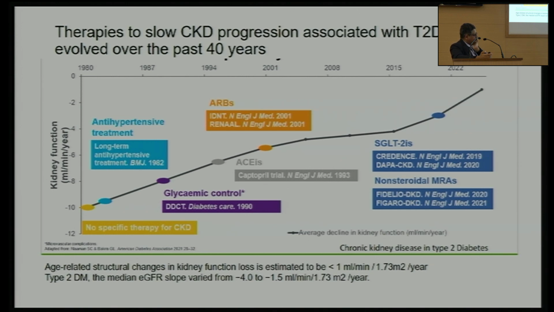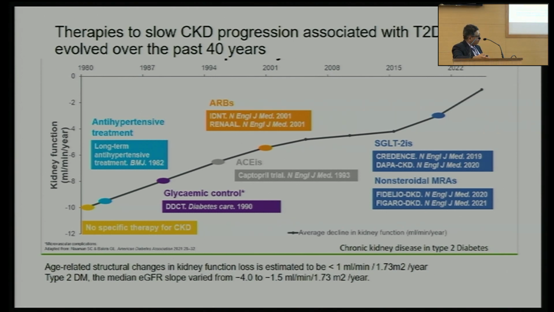These are the studies which have shown that appropriate control of sugar will help in preserving kidney function over a period of time, and the effect will last for many years, as a legacy of the glycemic control. Then 2 landmark trials, like Captopril and IDNT and RENAAL trials, have shown that ACE inhibitors and ARBs, in short RAS blockers, did help further in reducing CKD progression.